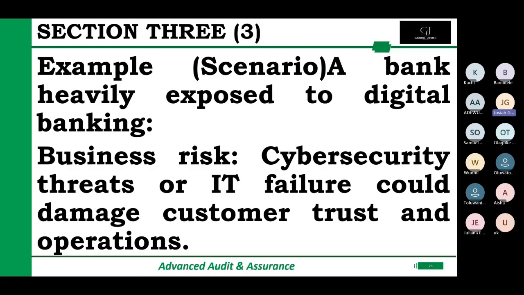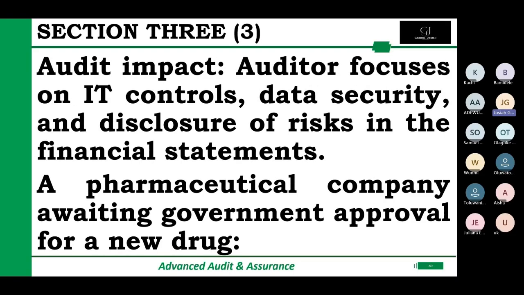So auditors need to look at, for example, a bank in that ramification or that direction, because the impact focuses on IT controls, data security, and disclosure of risks in the financial statements.